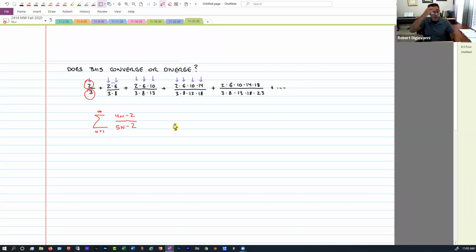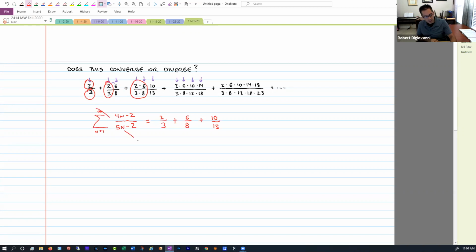But this doesn't work, because if we just start plugging in 1, we're going to get the 2/3. Plus, on the next one, we're going to get 6 over 8. But we're missing the 2 over 3, right? And on the next one, you're going to get 10 over 13. But you're missing the 2 times 6 and the 3 times 8. So we've never seen this sort of thing before. Never seen a series written out this way.